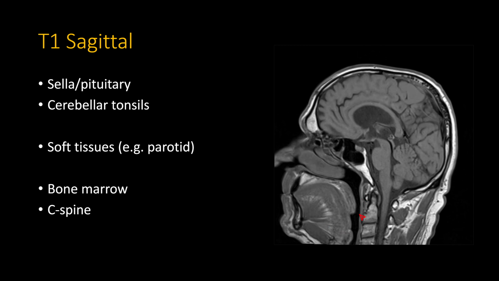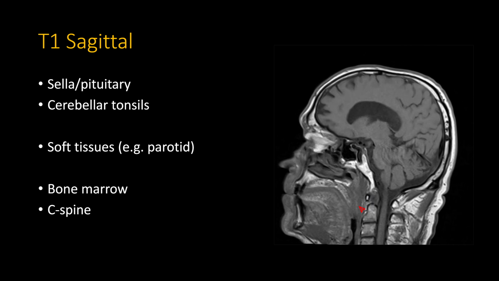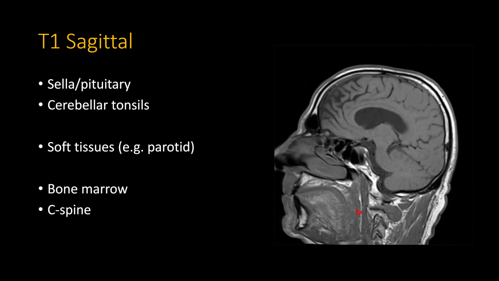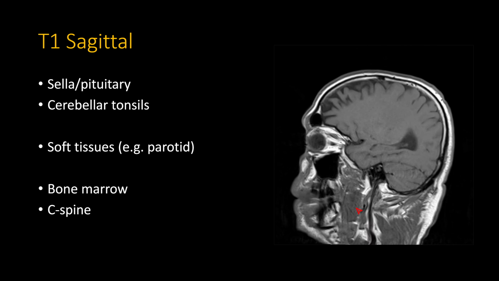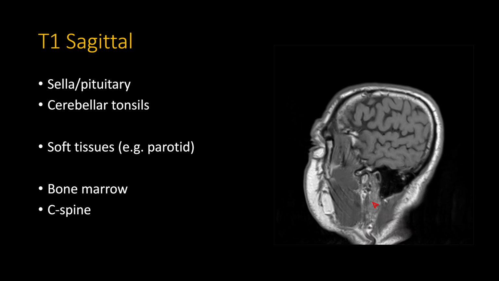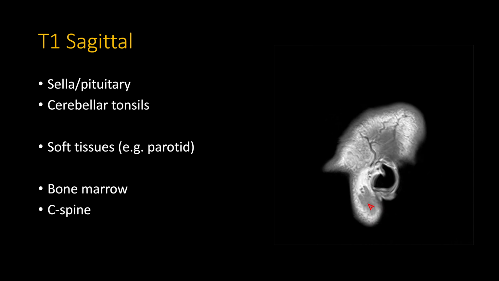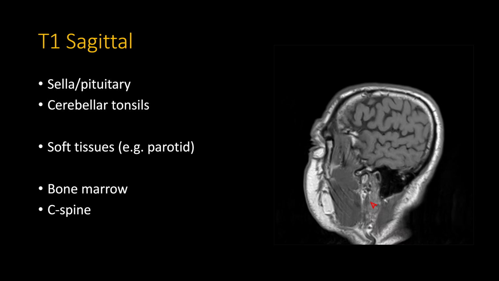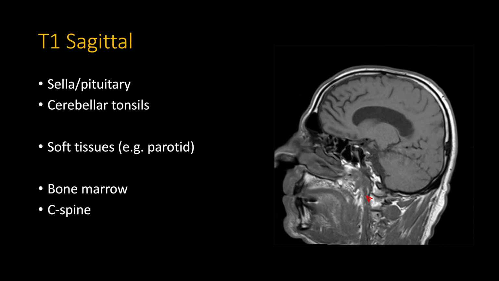Then you reach the pharynx. So make sure there's no abnormal masses or anything like that in the pharynx. And then you kind of go to the other side. And again, the parotid glands coming through, and make sure there's no masses or nodules, things like that. Then you look at the bone marrow.